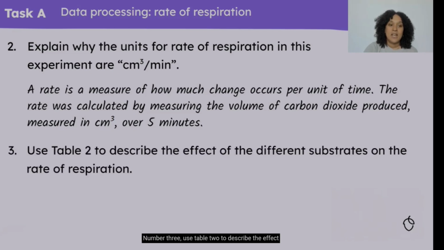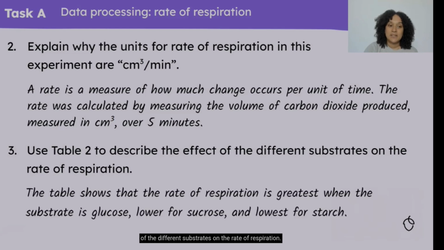Number 3. Use Table 2 to describe the effect of the different substrates on the rate of respiration. The table shows that the rate of respiration is greatest when the substrate is glucose, lower for sucrose, and lowest for starch. Great job if you got that right.